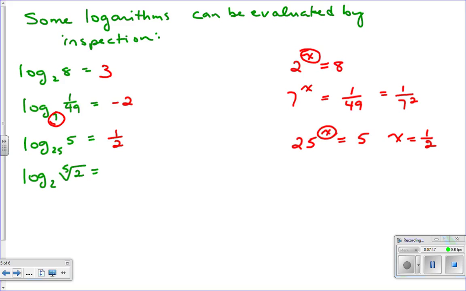And the log base 2 of the 5th root of 2 means that we've got 2 to what power gives us the 5th root of 2. And remember that the 5th root would be equivalent to 2 to the 1/5. So the answer here is 1/5. Okay? So it's really important to know all of the rules of exponents in order to be able to simplify these logarithms.